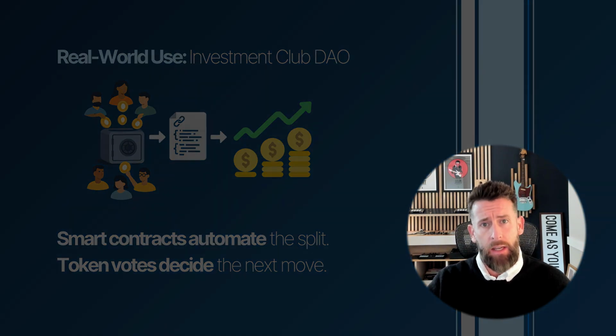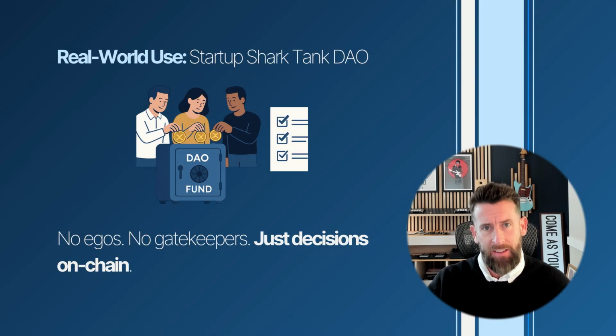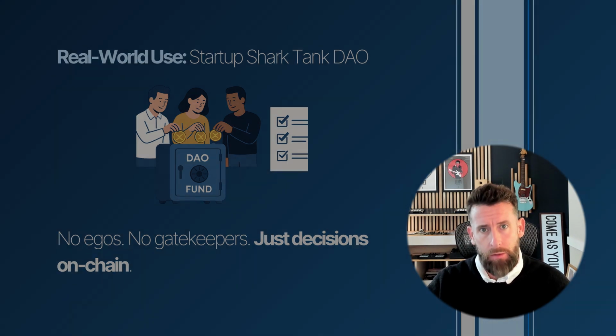The second example, startup Shark Tank. So think of a DAO like a Shark Tank, minus the egos. Token holders vote on projects to fund, their timelines, and the rewards. And it's all on chain, so there's no need for corporate lawyers.